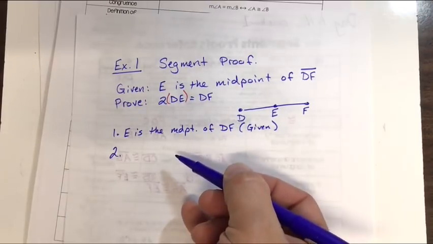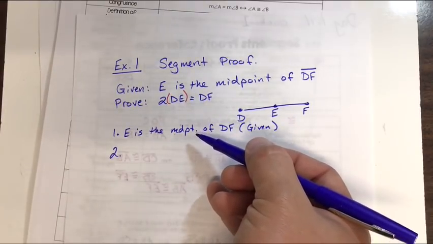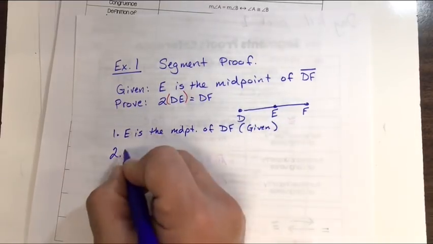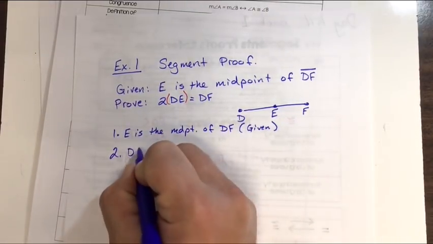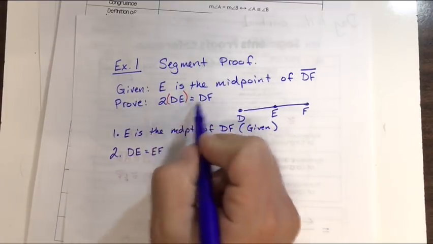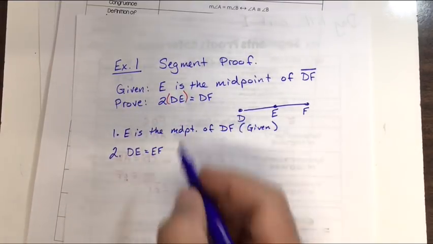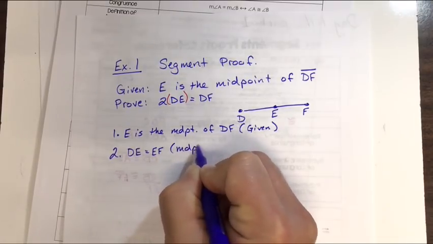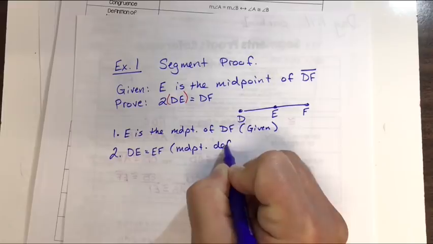Okay, and in order to set this up, what I want to do next is use the given information to come up with another statement. Well, the midpoint word, by definition, tells me that part equals part. So I'm going to use that definition to say DE equals EF, because I want an equation here using DE and DF. And so the reason for that is definition of midpoint, or midpoint def.